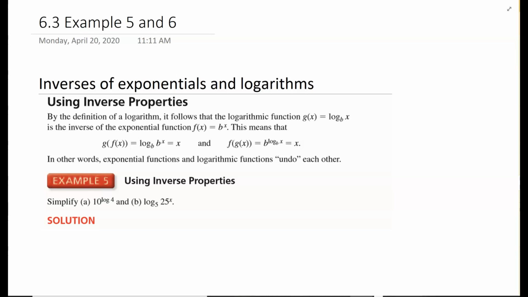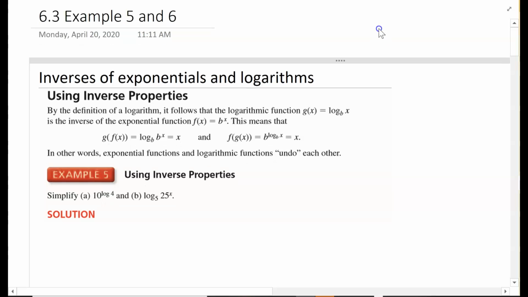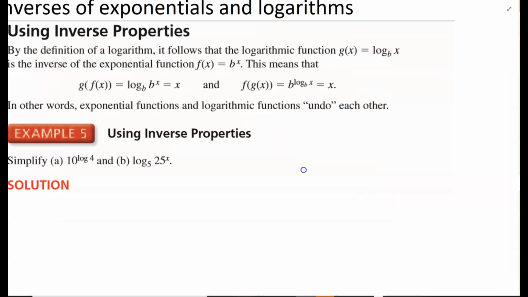This week we're going to look at the inverses of exponentials and logarithms. When we're talking about inverses of exponentials and logarithms, we're talking about undoing, kind of like we did a couple weeks ago, which is regular inverses. And so here are the inverse properties.